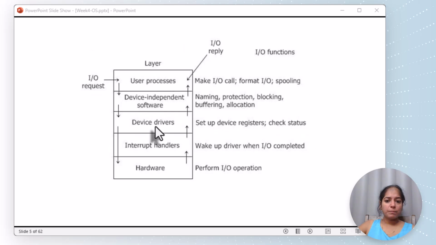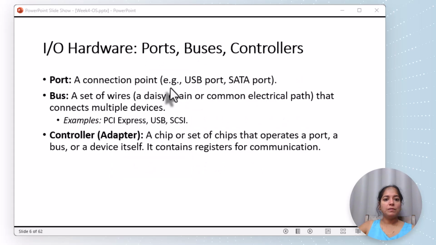Then input output hardware: ports, buses, and controllers. So what is a port? A port is a physical connection point, like the USB ports and HDMI ports we have in our laptops. Buses are the communication highway that connects the CPU, memory, and different devices. We have SCSI, USB, and a number of other buses.